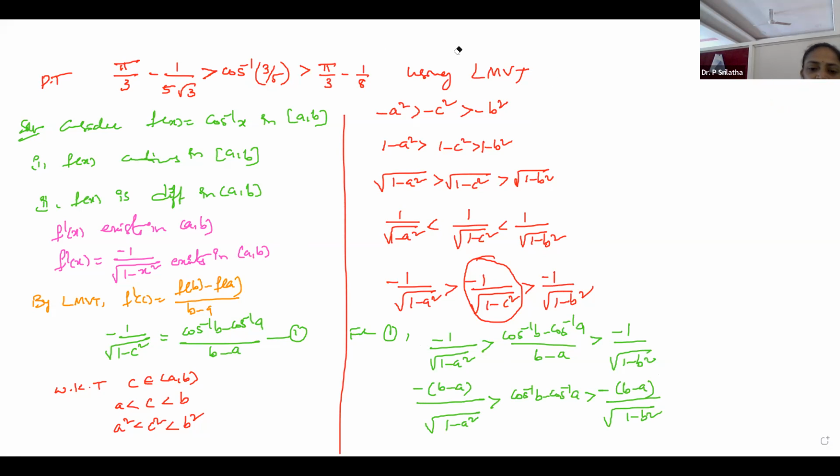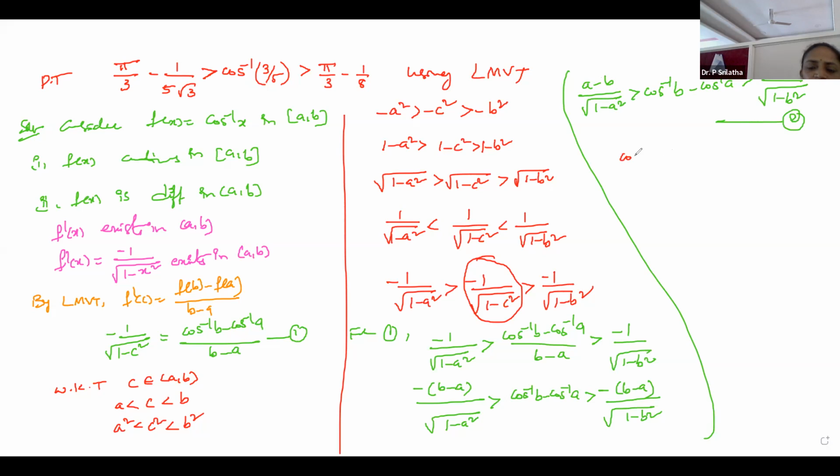Next, what is our next step? Here there is a minus, so let us simplify it. That is a minus b divided by under root of 1 minus a square is greater than cos inverse b minus cos inverse a is greater than a minus b divided by under root of 1 minus b square. Now let us consider this as equation 2.